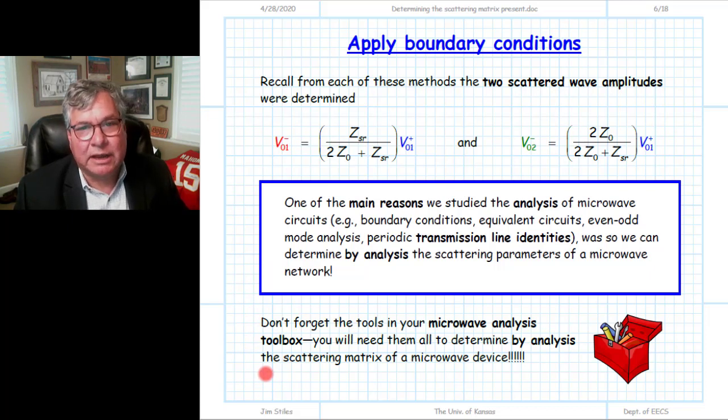Again, I see this over and over again where students struggle with this chapter, section 11 on scattering parameters, because they're not using any of the knowledge from Chapter 9. Chapter 9 is inherent and is crucial to being able to determine the answer to these problems.